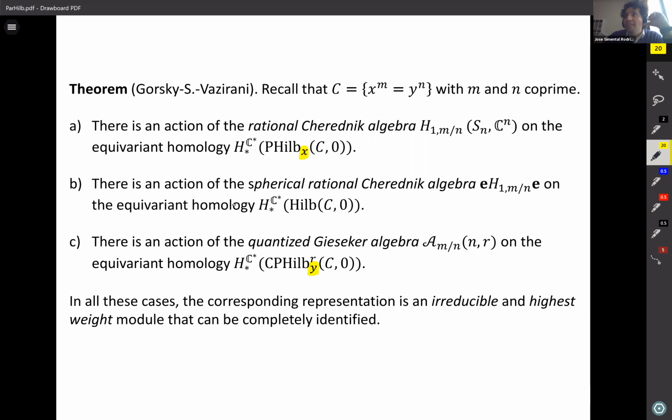In all these cases, what we get is an irreducible representation that is highest weight, and we can say exactly which irreducible representation this is. Now, at this moment, this theorem doesn't say anything. I mean, it says that there's an action of an algebra on a vector space. So I need to tell you what are these algebras, and I will also explain how to get these actions. Okay.